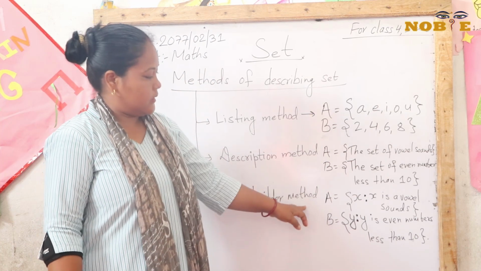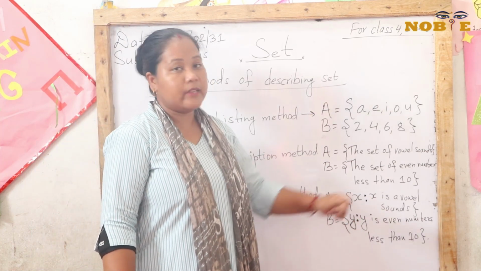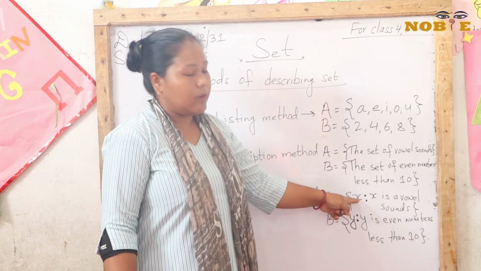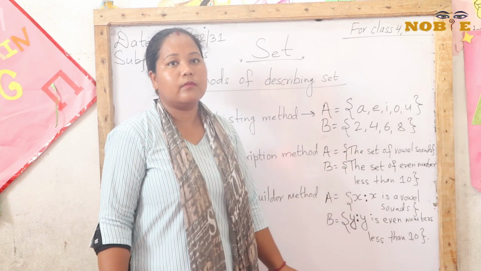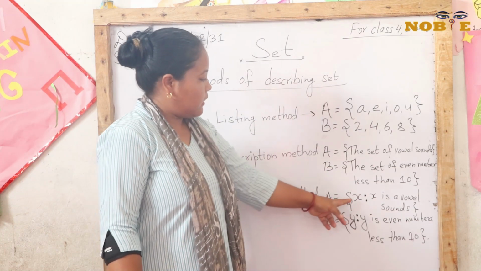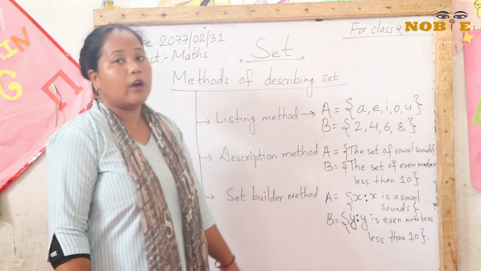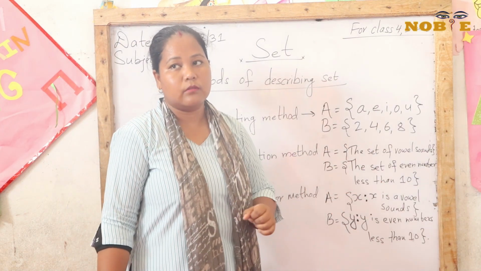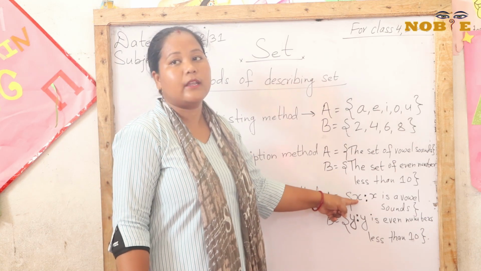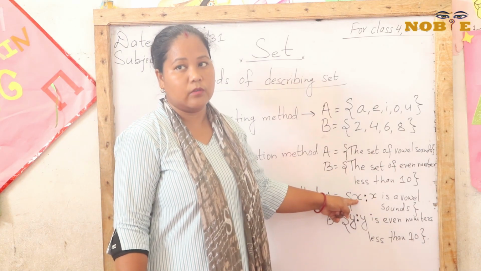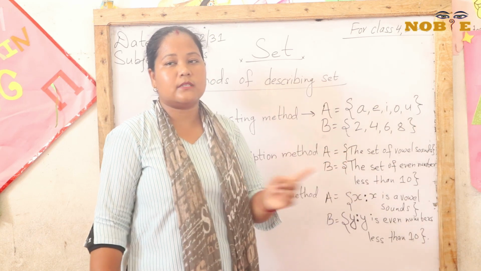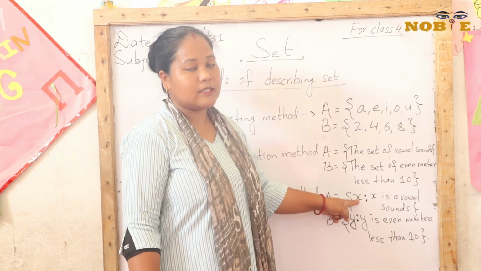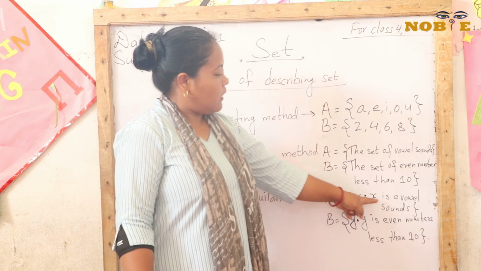In the set builder method, we do not write all the elements. We make a rule here. We write a variable in place of the elements. Here we are going to make the set of vowel sounds. A is the set of vowel sounds. So we do not write A, E, I, O, U. We write a single variable X in place of A, E, I, O, U, to denote the vowel sounds.